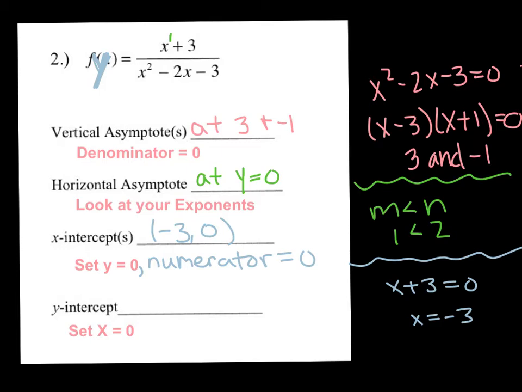And then your y-intercept, set all of your x's equal to 0. So y is going to equal 0 plus 3 over 0 squared minus 2 times 0 minus 3. So 3 over negative 3 is negative 1. So your y-intercept will be negative 1. That's really all there is to it, and you just work through each one the same way. Like I said, the graphs themselves will be a little bit different, but the process is still the same.